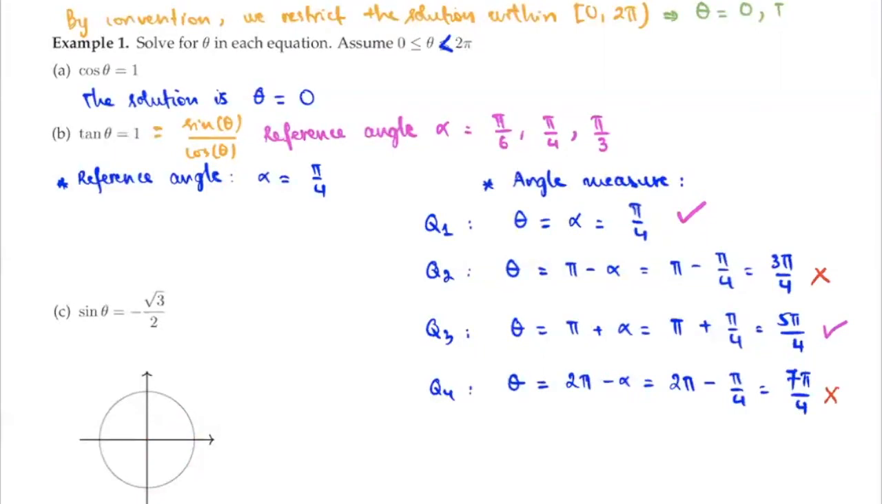Therefore, in this problem, we get two solutions. One is in the first quadrant, theta equal to pi over 4, and the second is in the third quadrant, theta equal to 5 pi over 4. And hopefully this gives you an idea how to find theta related to the reference angle, and also how to identify the correct answer for theta depending on the value given in the equation.